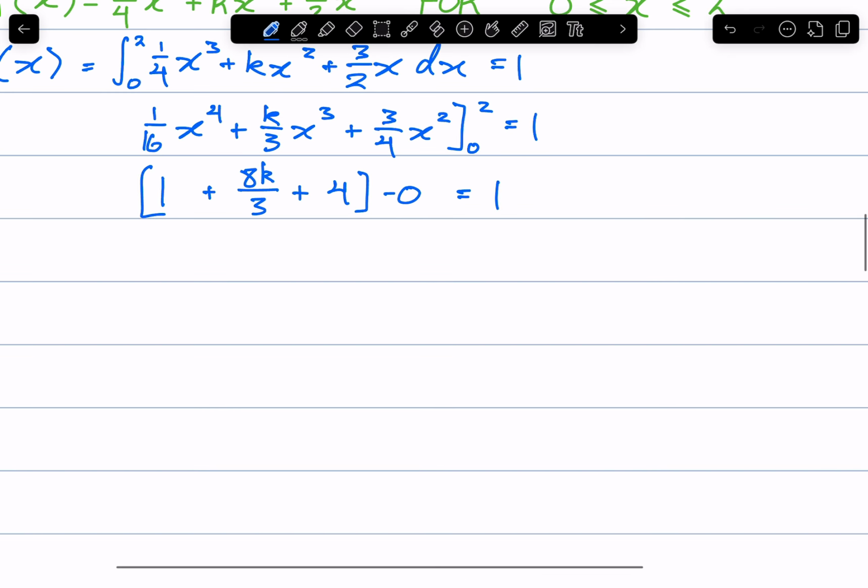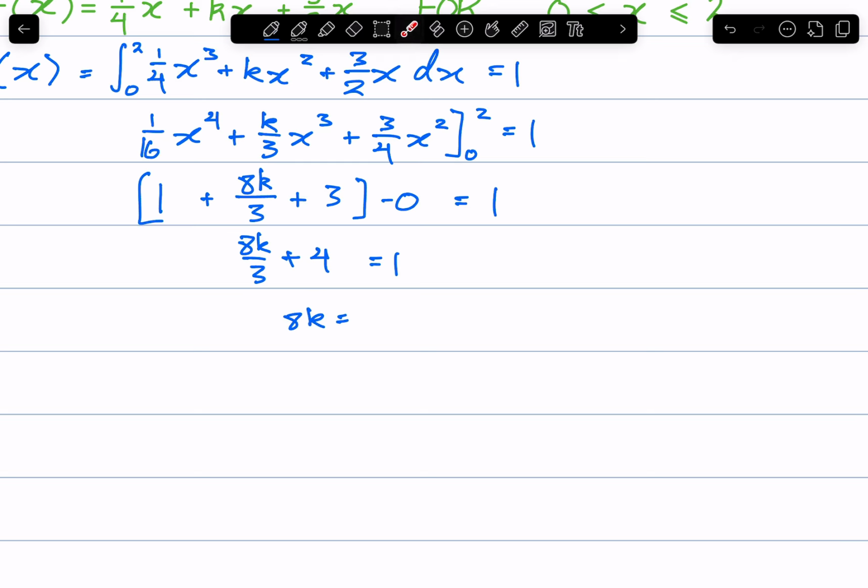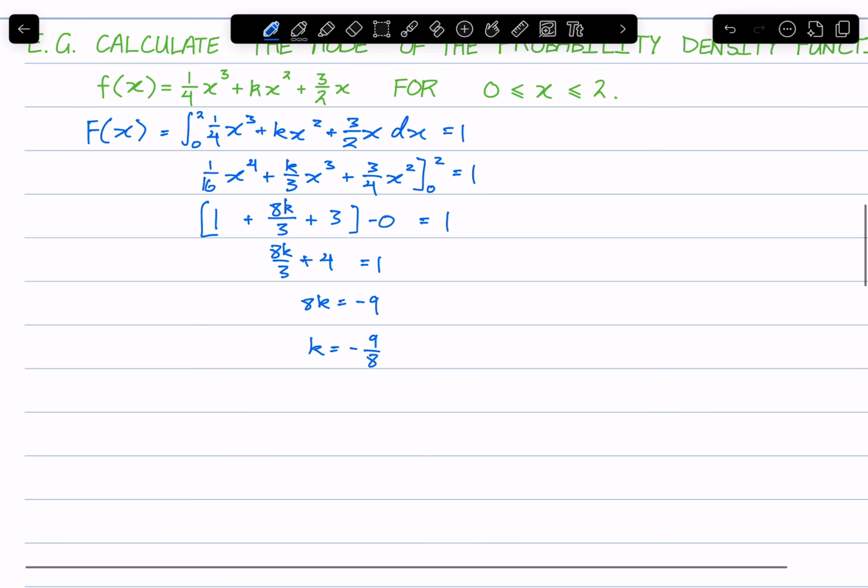Okay, so let's keep going. From here, let me just double check my, sorry, not 4, it should have been 3. Yep, glad I checked that one. And now from here, we just solve for k. 8k on 3, and here's where I got the plus 3 from, equals 1. 8k equals, moving this across, times by 3, so negative 3 times 3 is negative 9. So k is negative 9 on 8.